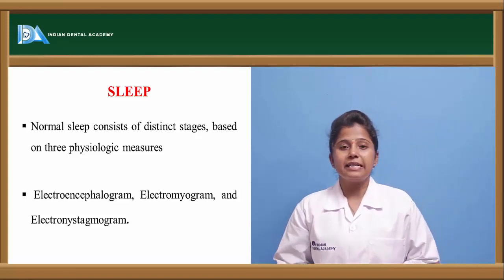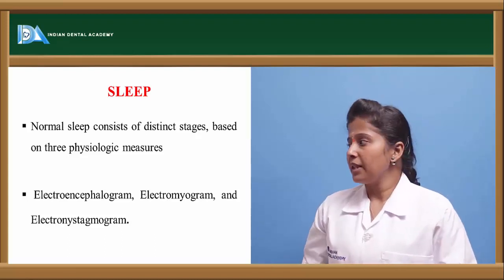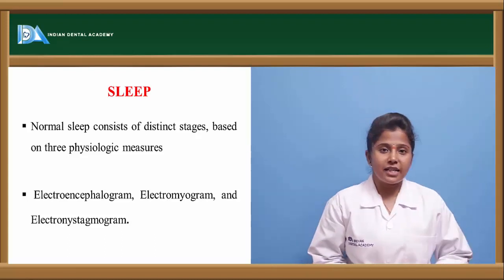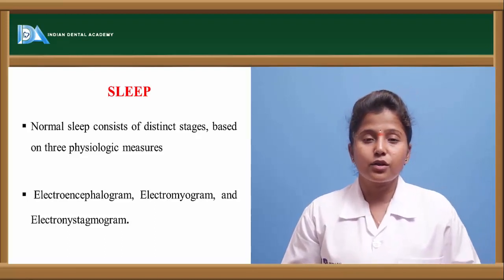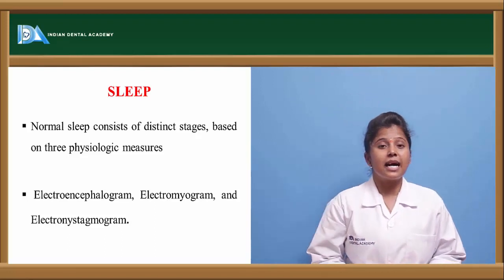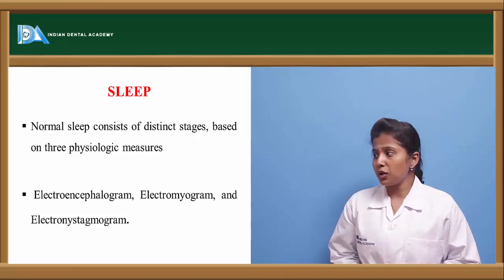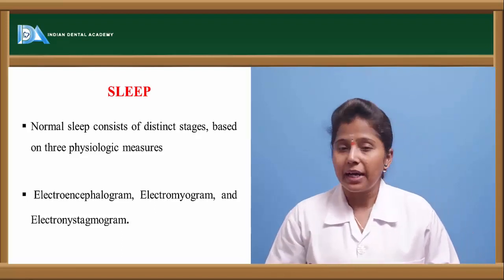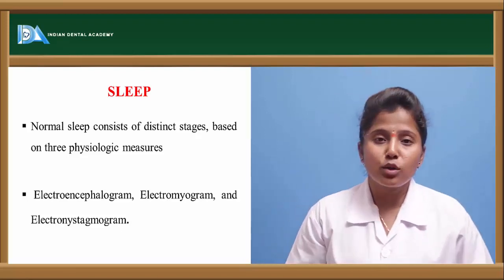Sleep has different stages. Normal sleep consists of different stages, and it is based on three physiological changes. These stages depend upon the physiological state. So what are those? One is the electroencephalogram, an electromyogram, and electronystagmogram. So what are these?